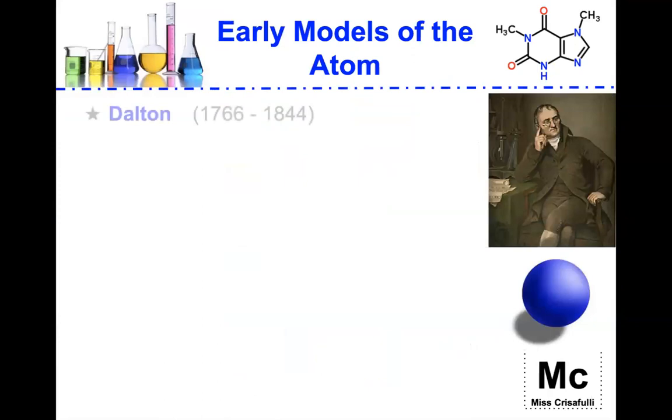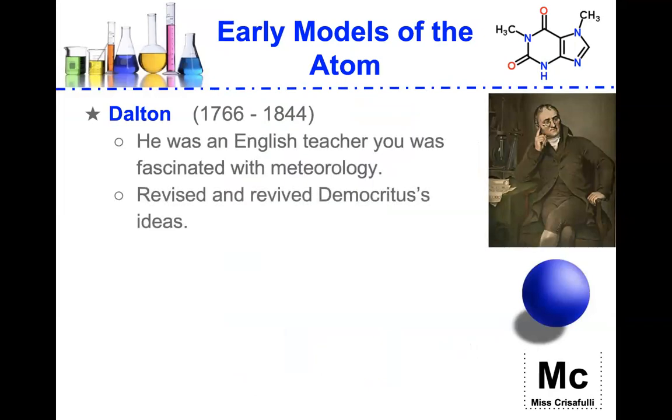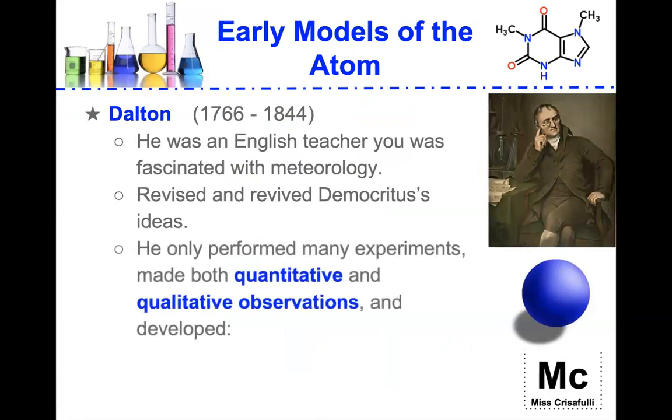Then we get to Dalton. Many years have passed. We're in 1766 to 1844 with Dalton. He was an English teacher who was fascinated with meteorology. He revised and reviewed Democritus's ideas, and he performed many experiments. He made both quantitative and qualitative observations, and he developed Dalton's atomic theory in 1803. So this is the theory of the atom by Dalton.